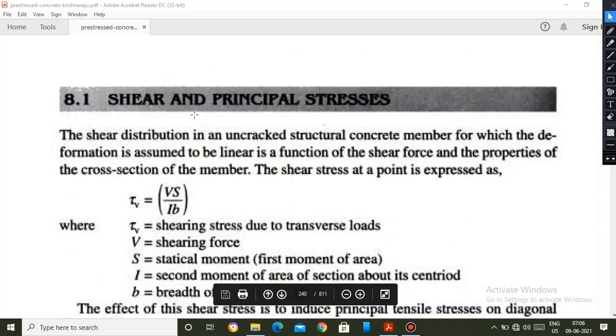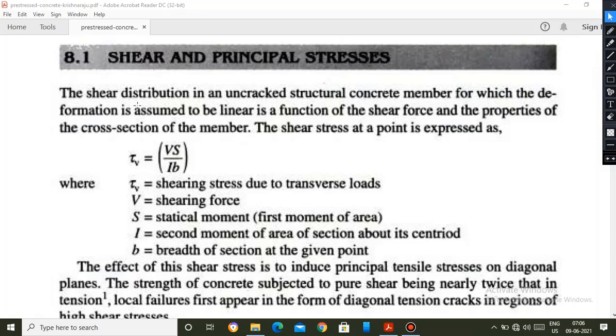Coming to shear and principal stresses, the shear distribution in any uncracked structural concrete member, for which the deformation is assumed to be linear, is a function of the shear force and the properties of the cross section of the member. That means if you consider any structural concrete member, while applying the load, due to the application of the load, the structural member may develop a crack in this direction.